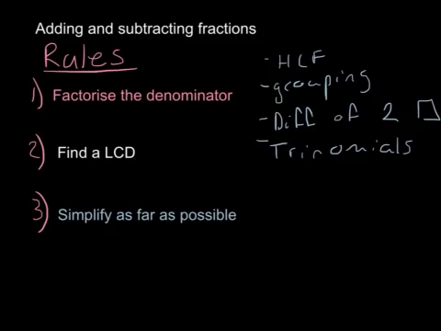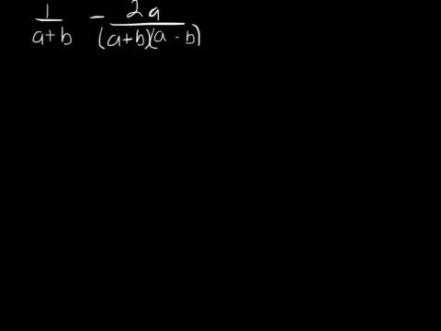Okay, so let's have a look at an example. Here is an example where we have 1 over a plus b minus 2a over (a plus b)(a minus b). So that's already in factorized form, which is great, so we don't have to do any factorization. This one should be relatively simple.